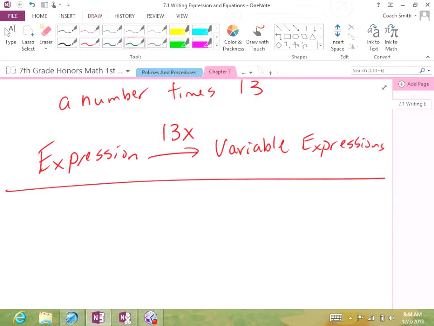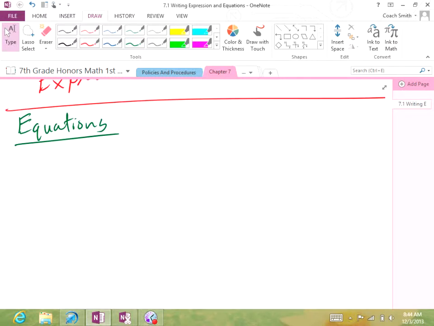Now, the next thing we need to talk about is equations. We've already talked about equations in the past. Equations have an equal sign. Equal means equation. So the only difference between what we just had and what we're going to do is this: when we talk about equations, you must have an equal sign.